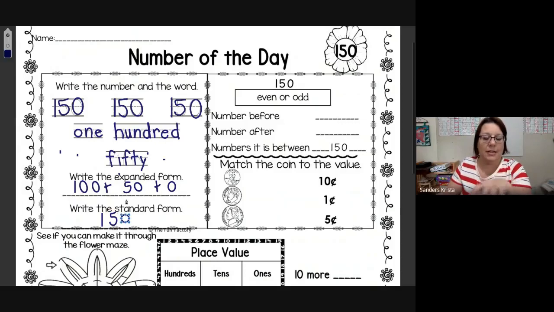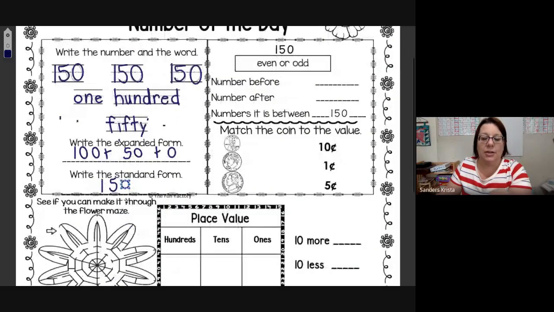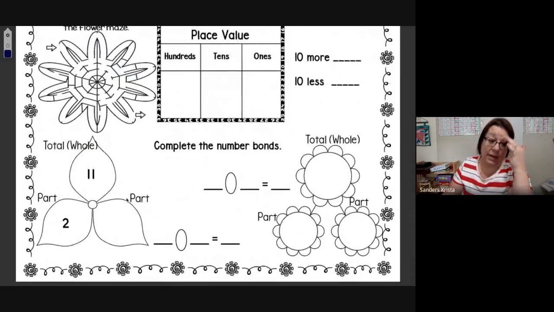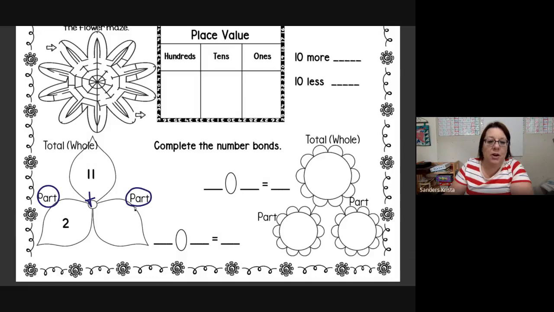150. All right. So now I'm going to let you guys do your maze on your own. We have part, whole. Remember that a part plus a part is a whole, or the total. So I know I have 2 as one of my parts. So I'm going to write this. 2 is one of my parts. And I know 2 plus my other part.